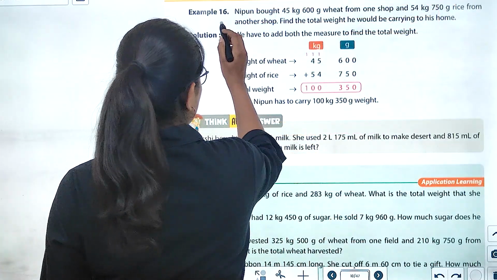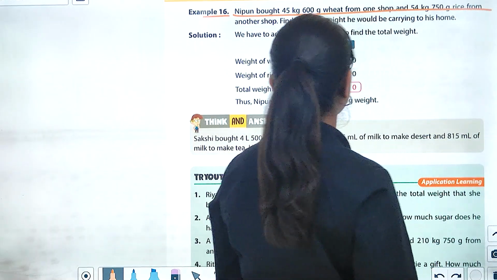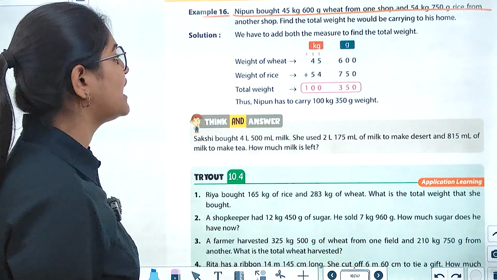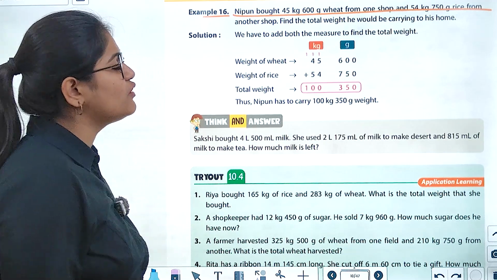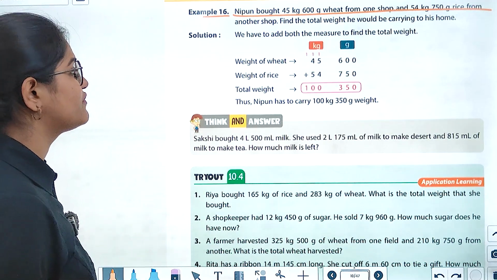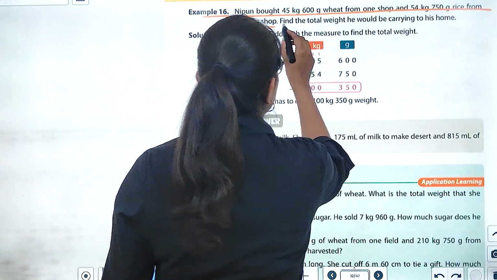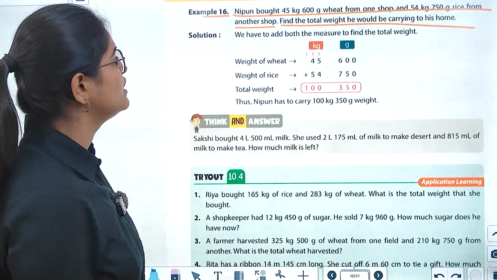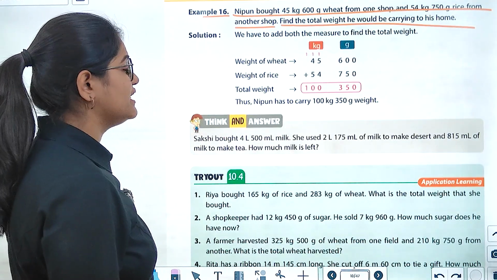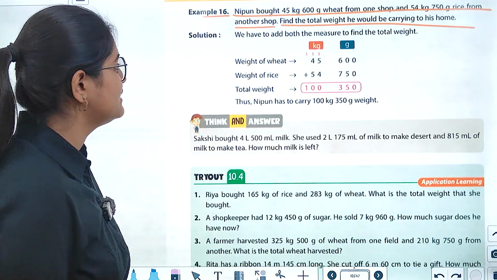Some other example as well which says Nipun bought 45 kilograms 600 grams wheat from one shop and 54 kilograms 750 grams rice from another shop. Find the total weight he would be carrying to his home. तो अब हमें टोटल वेट निकालना है जो कि वो अपने घर कैरी कर रहा है, राइट?